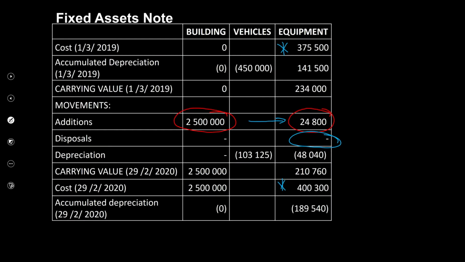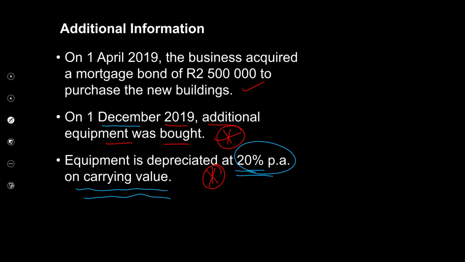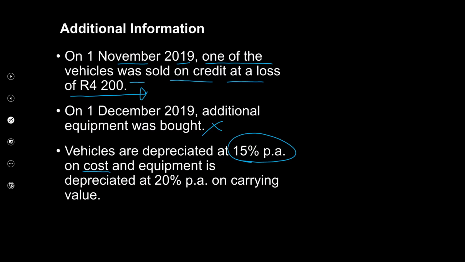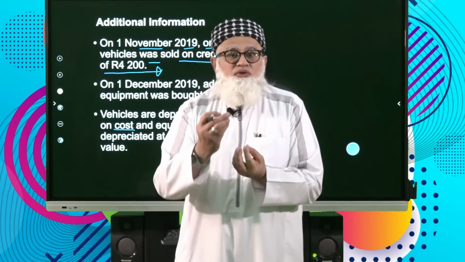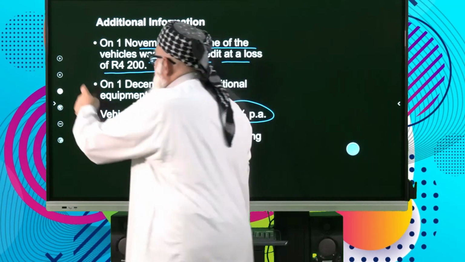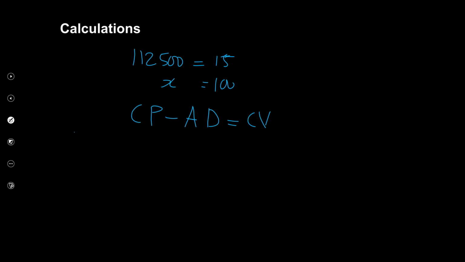And then we say what? When was this vehicle sold? This vehicle that we sold, let's get the information. On the 1st of November, one of the vehicles was sold on credit at a loss of 4,200. So remember, your table that you draw up for asset disposal, when you are drawing up this table, you're starting with, you are given the loss. So therefore, when you are doing this here, keep this in mind. You got your depreciation, you got your cost price, your accumulated depreciation, your carrying value, your selling price, and your profit or your loss.